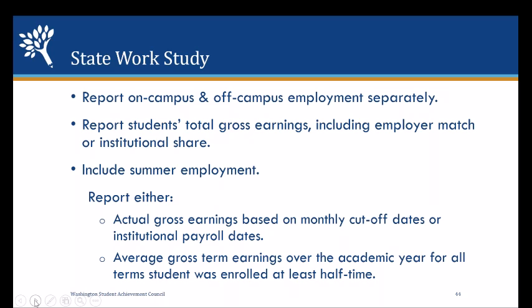We want you to report the student's total gross earnings, including the employer match or institutional share. Include summer employment, and report either the actual gross earnings based on the monthly cutoff dates or institutional payroll dates, or the average gross term earnings over the academic year for all terms the student was enrolled at least half-time. And we want the total to be very close to what was reported to the state work study staff.